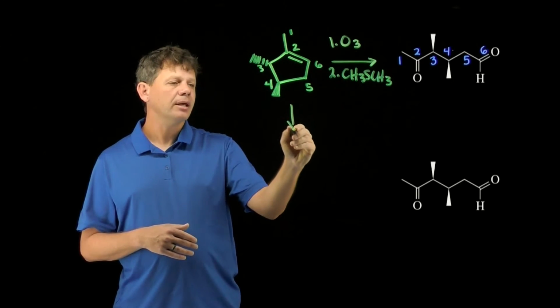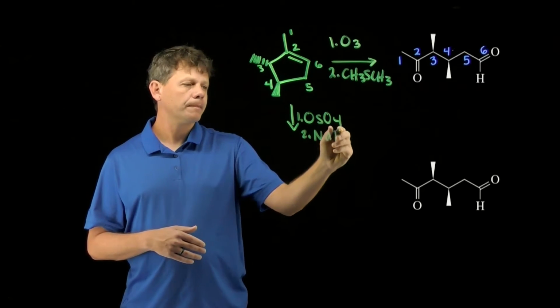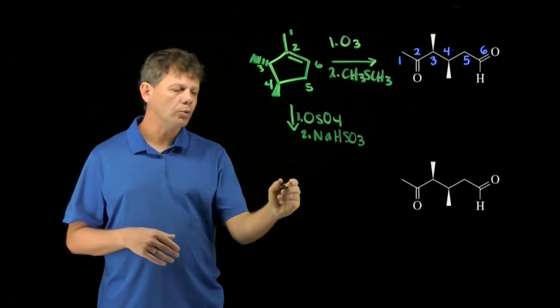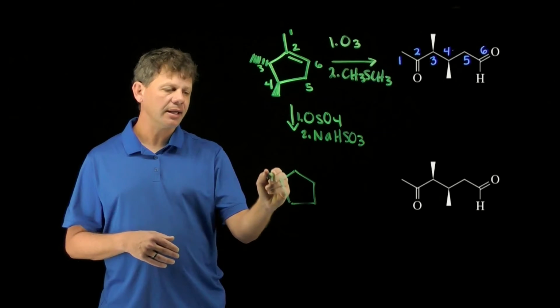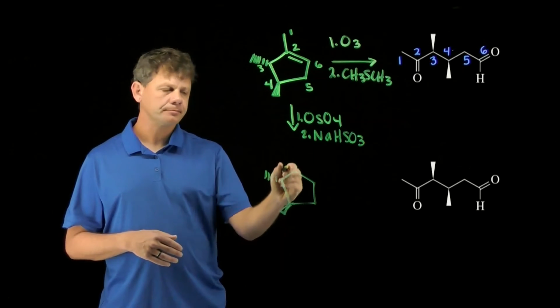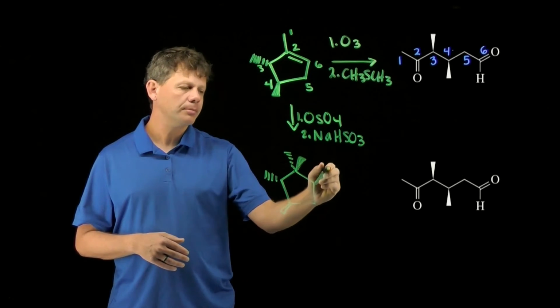In this case, it would start with using osmium tetroxide. I'm going to only show one stereoisomer of the product, but we would expect to get two diastereomers. We'll draw the one where the two hydroxyl groups add to the top.